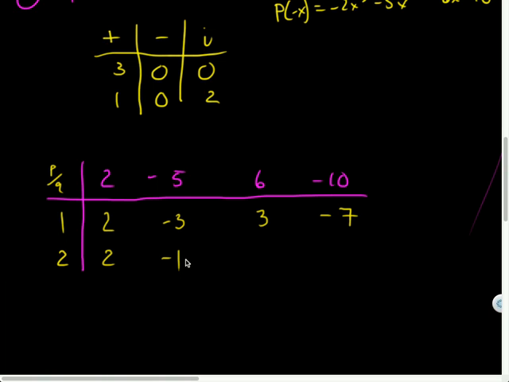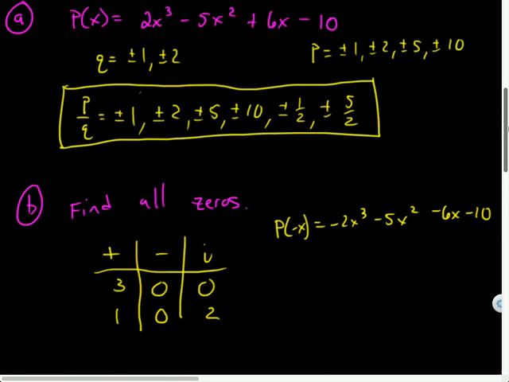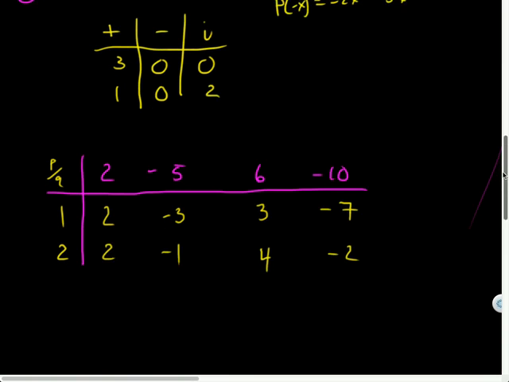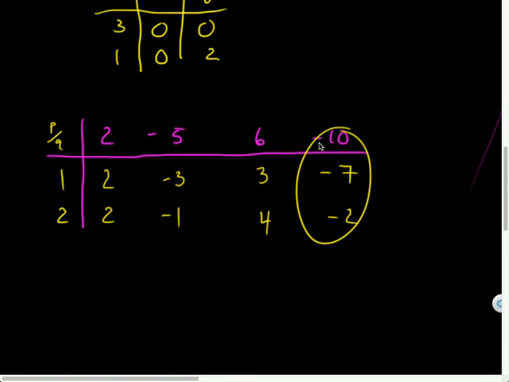2 times -1 is -2, with 6 is 4. And then 2 times 4 is 8, with -10 is -2. So based off of this, what do you think? That 1/2 is going to be one of my roots? Based off of looking at those.